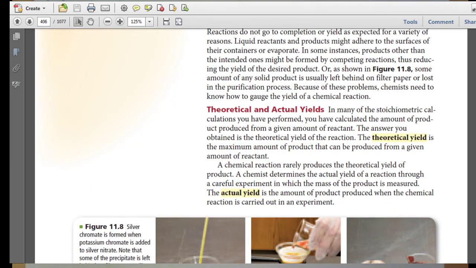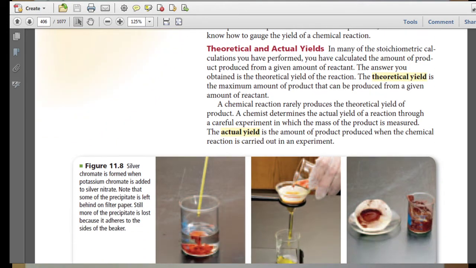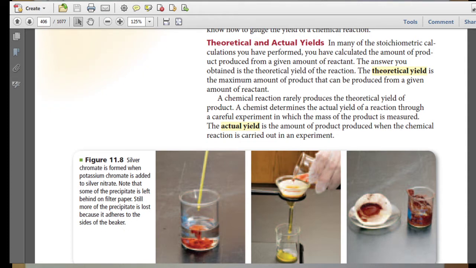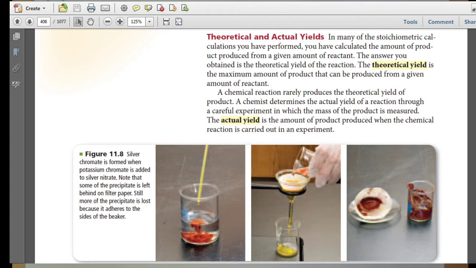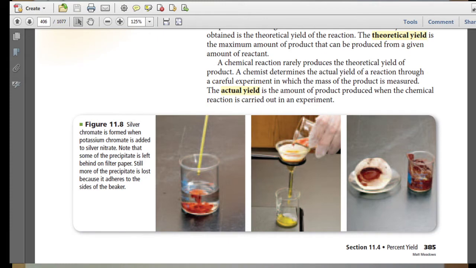In many of the stoichiometric calculations you have performed, you have calculated the amount of product produced from a given amount of reactant. The answer you obtained is the theoretical yield of the reaction. The theoretical yield is the maximum amount of product that can be produced from a given amount of reactant. A chemical reaction rarely produces the theoretical yield of product. A chemist determines the actual yield of a reaction through a careful experiment in which the mass of the product is measured. The actual yield is the amount of product produced when the chemical reaction is carried out in an experiment.